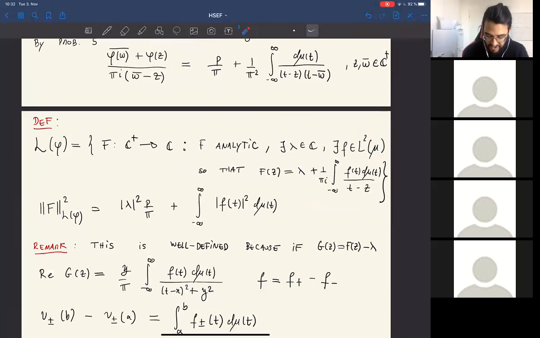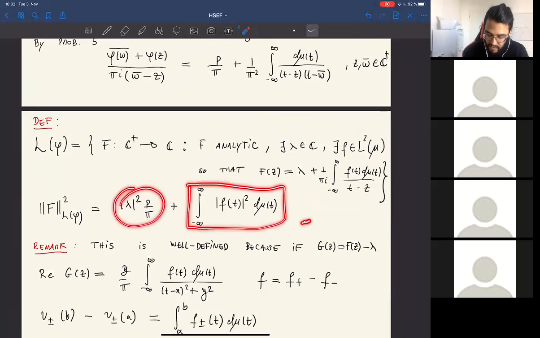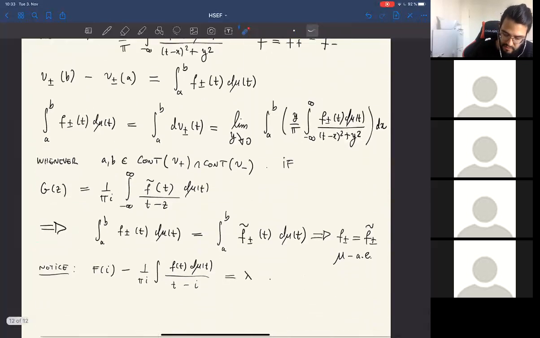Okay, in fact, the norm, if you ignore this part, is exactly the norm in this space. So this map here, which takes an f to this function capital F, will end up being a unitary map because it's preserving the norm. So it should be an isometric isomorphism. And that's what it will end up being. Okay. So let me write the result.